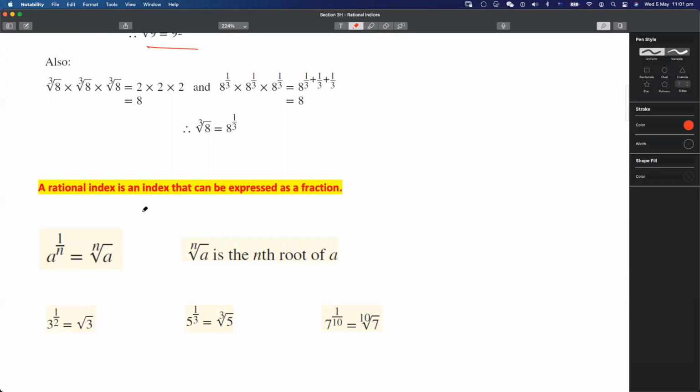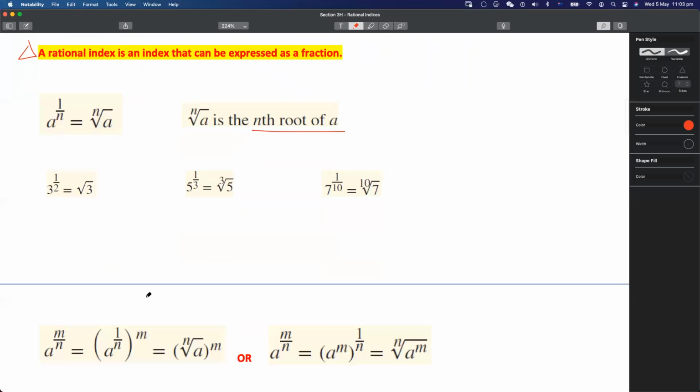A rational index is an index that can be expressed as a fraction. So what is a rational index? If this index can be expressed as a fraction, then that's a rational index. A to the power 1 over n is going to be the nth root of a. So take a look at these three examples. 3 to the 1/2, that's root 3.